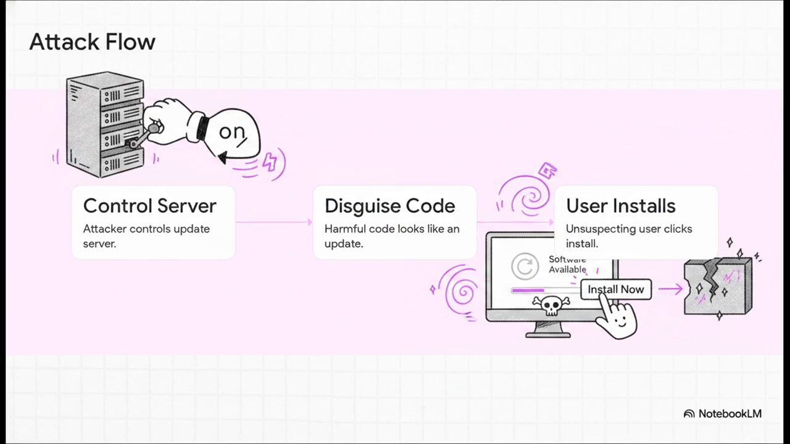Let's walk through the exact chronological steps of how an attacker delivers this Trojan horse. Step 1, the attacker either gains control of the actual update server itself, or they intercept your connection using an on-path attack. Step 2, they package their destructive code so it looks exactly like an official routine update prompt. Step 3, the unsuspecting user receives that prompt, completely trusts it, and clicks install. And just like that, the system is compromised, all under the guise of regular maintenance.